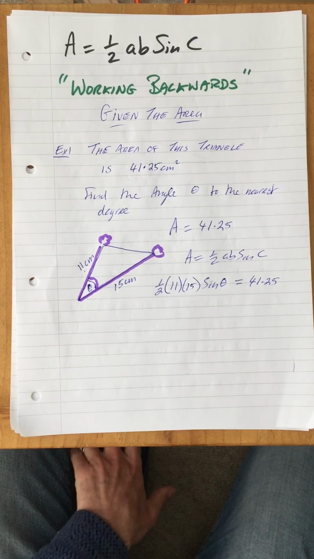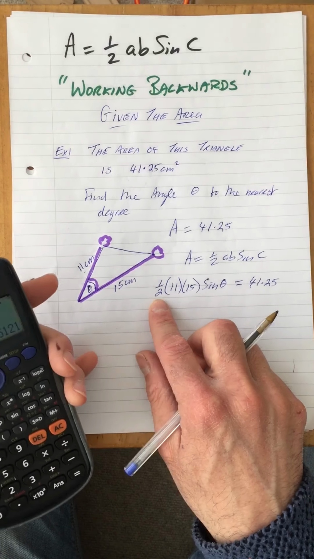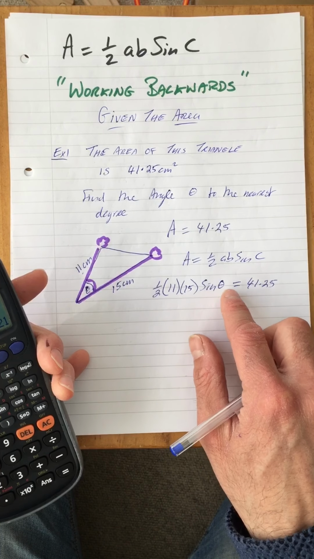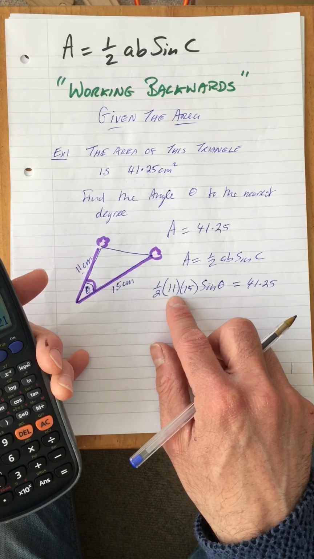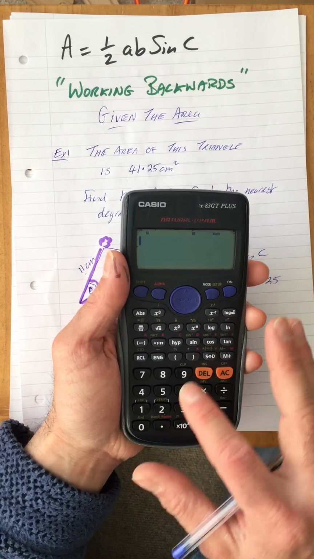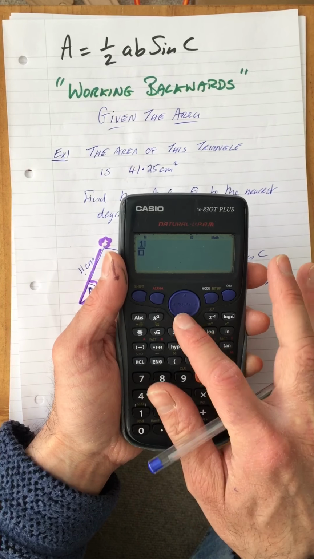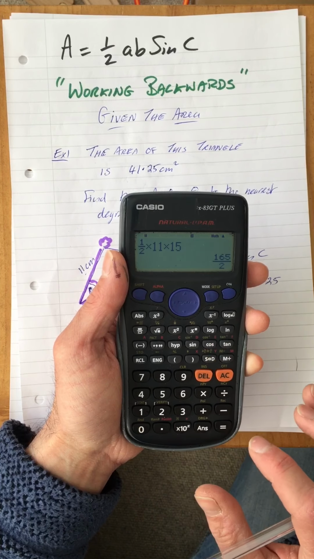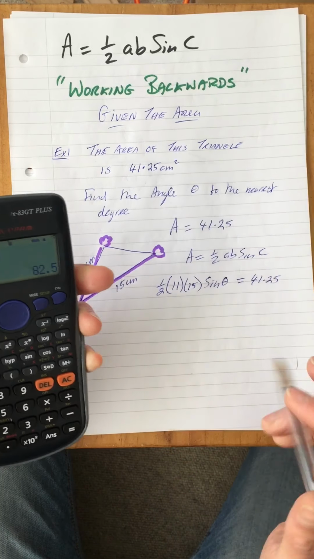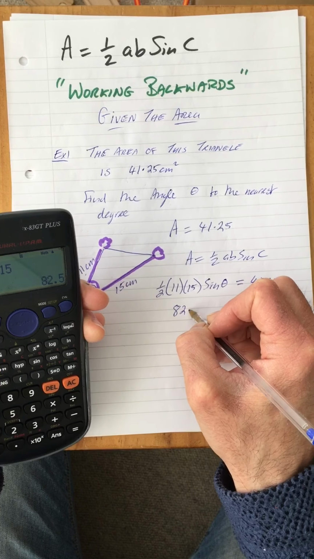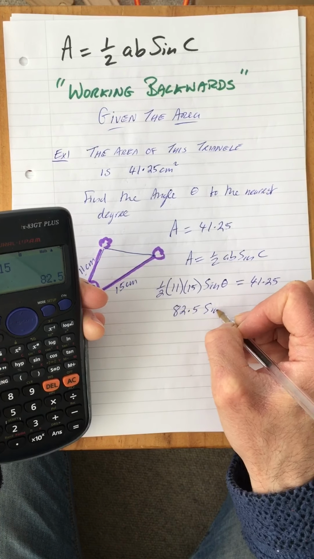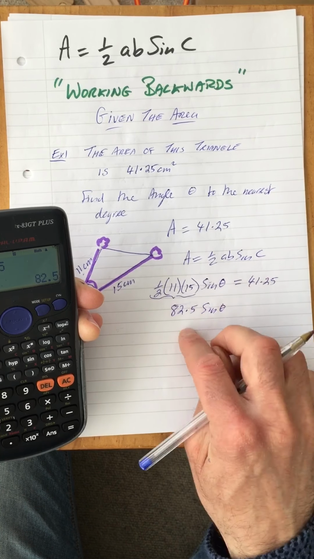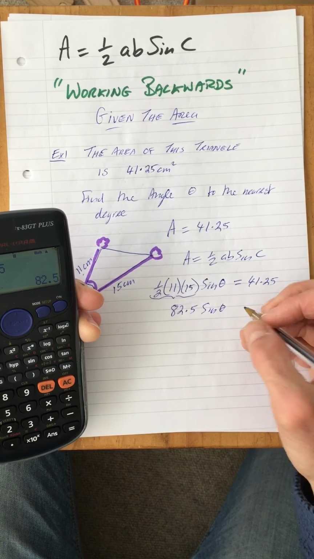So the best thing to do now is put half multiplied by 11 multiplied by 15 into your calculator. You can't put the sine theta in just yet, so let's multiply a half by 11 by 15. So we go a half multiplied by 11 multiplied by 15 and press equals, and up comes 82.5. So I'm going to write 82.5 sine theta.